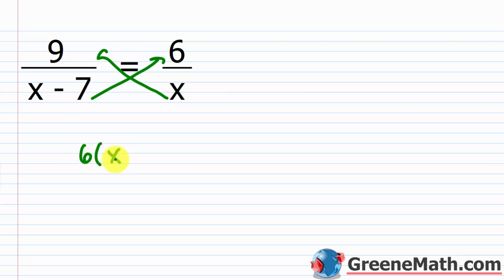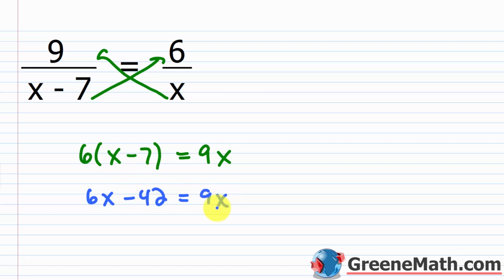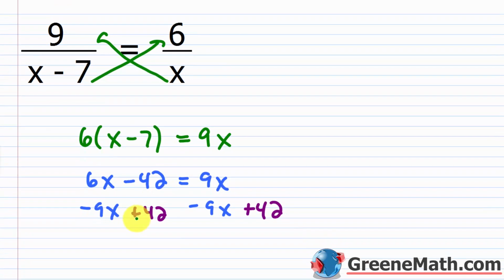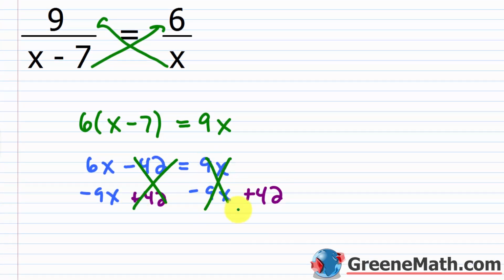So 6 times the quantity x minus 7 is equal to x times 9, or 9x. So I'm just going to kind of clean this up on the left. 6 times x is 6x, and then minus 6 times 7 is 42. This equals 9x. Let me subtract 9x away from each side of the equation, and let me add 42 to both sides of the equation. So what we're going to have here is that this cancels and this cancels.